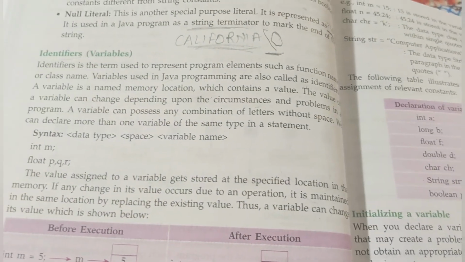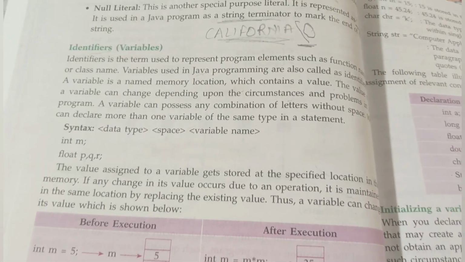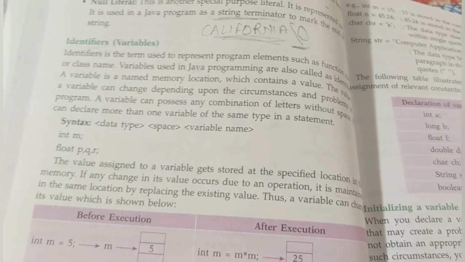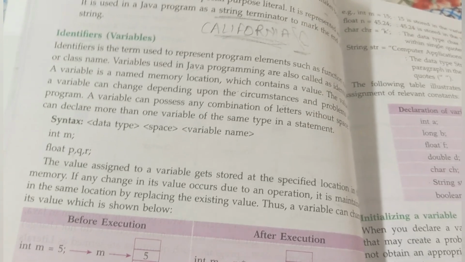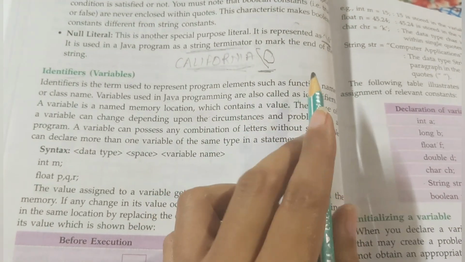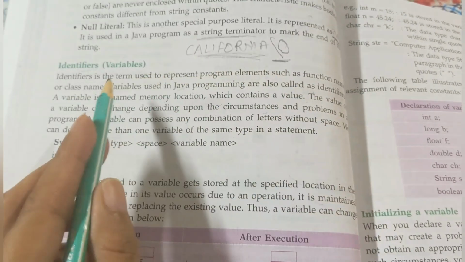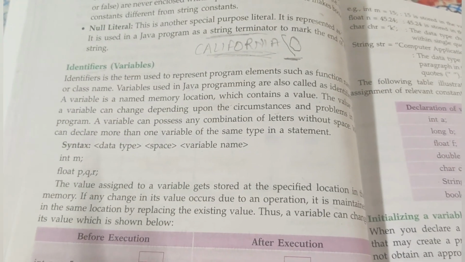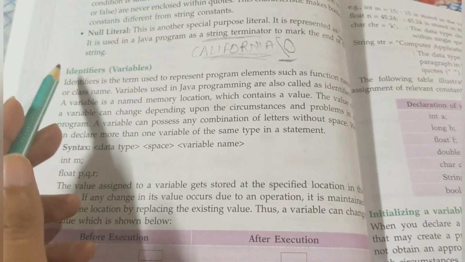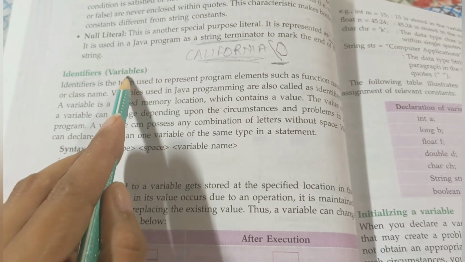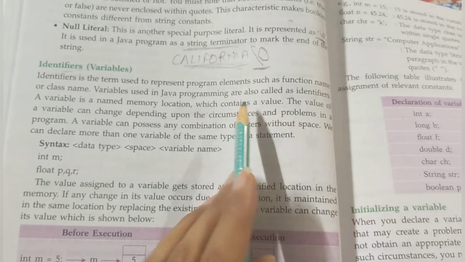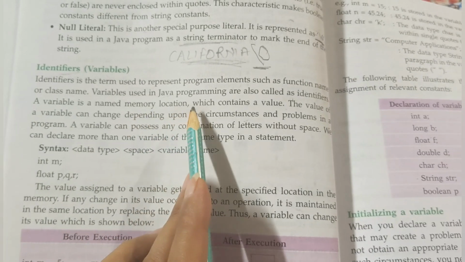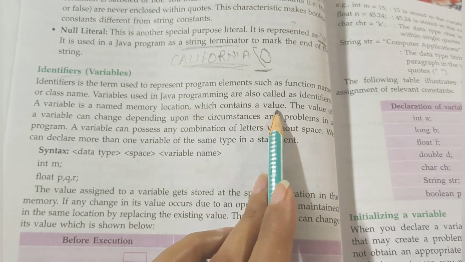So in a computer language, we know we have to make computer statements, और computer statements को identity देने के लिए, and वो statements क्या हो सकती हैं, that is your function name और class name. उस चीज़ को जब हम लोग identity provide करते हैं, that identity name is called identifiers or variables name. Clear? So a variable is a named memory location which contains a value.